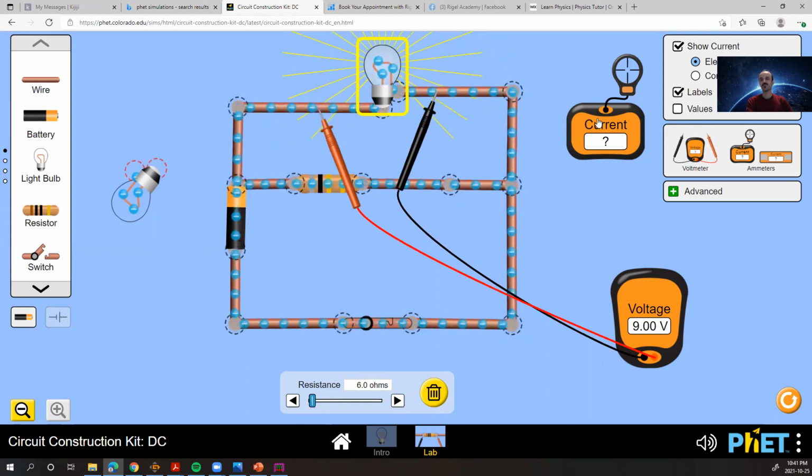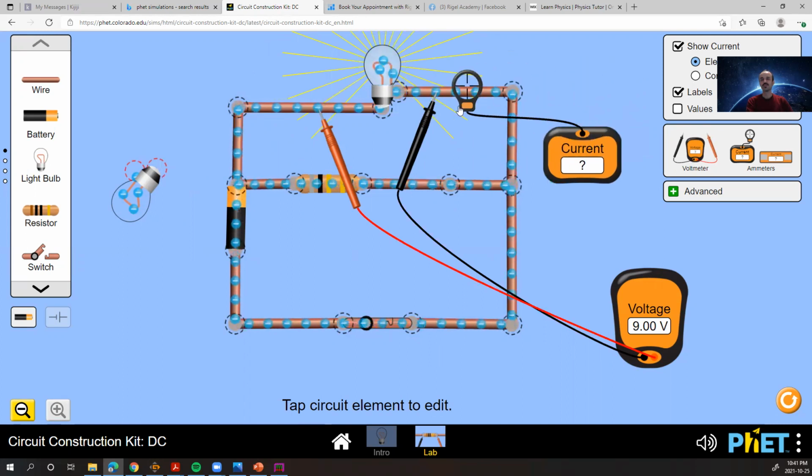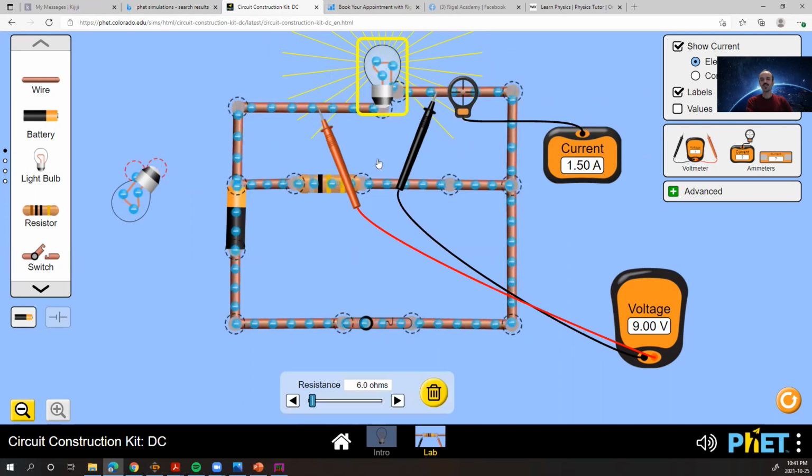So we can also see how the current changes here. The current is 1.5 amperes now. When I change the resistance of the lamp, as you can see, when you increase the resistance, current decreases, since according to Ohm's law, they are inversely proportional. In my classes, we go through the simulations in detail and we make the relationships. I believe it helps a lot to the students' understanding.